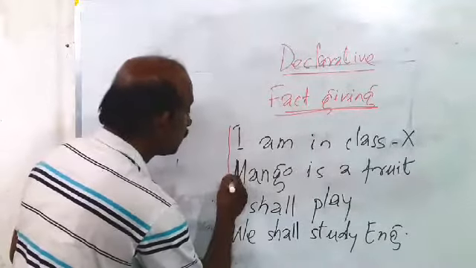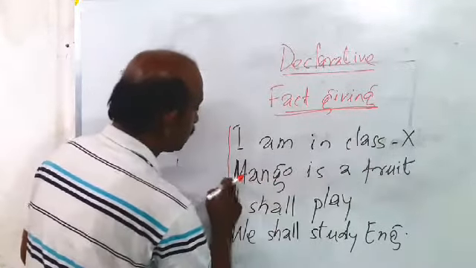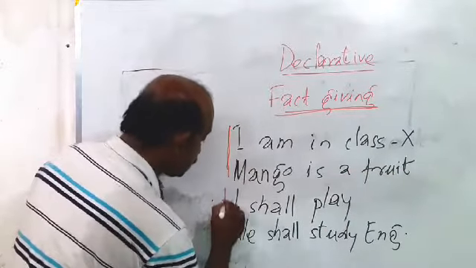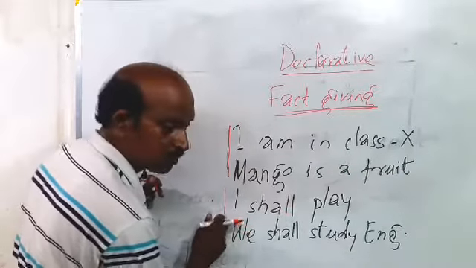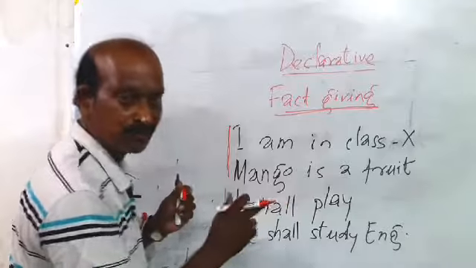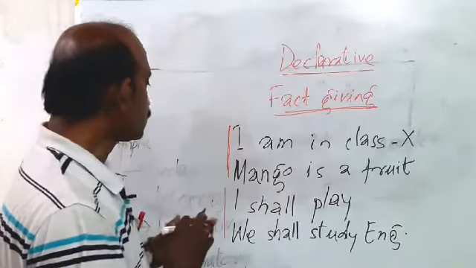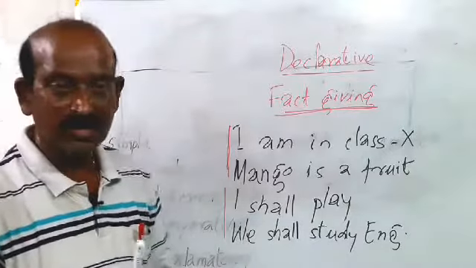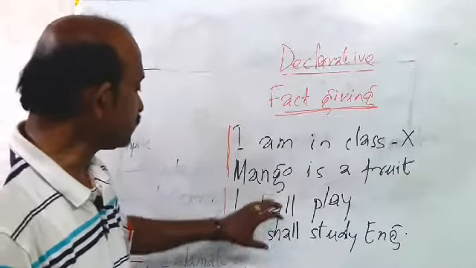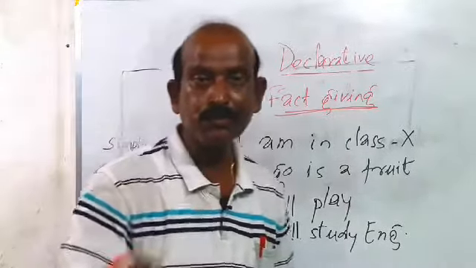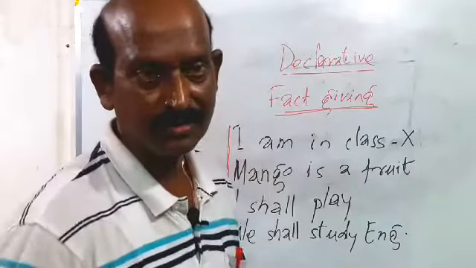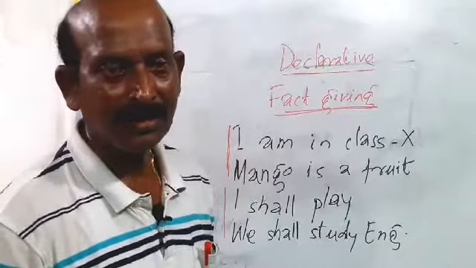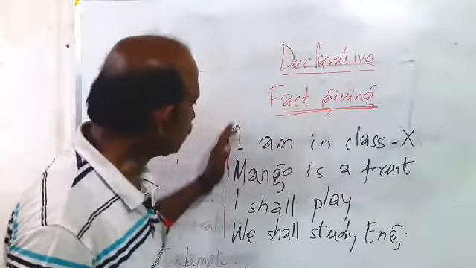I am in class 10th. Mango is a fruit. These are fact giving. And these two sentences are opinions of the persons. So students follow, when any sentence gives any fact or declares any fact, and also gives the opinion of any person, that is called a declarative sentence. Am I clear? That is called a declarative sentence.